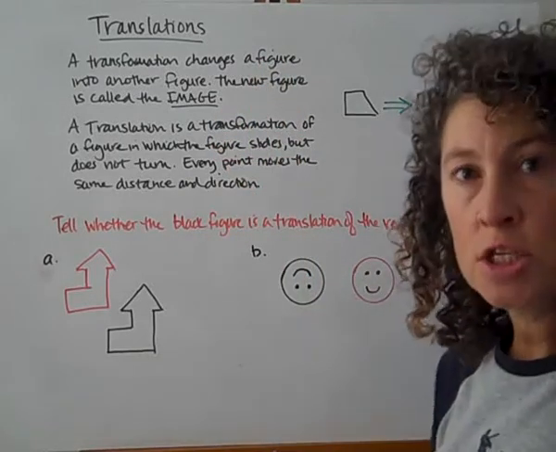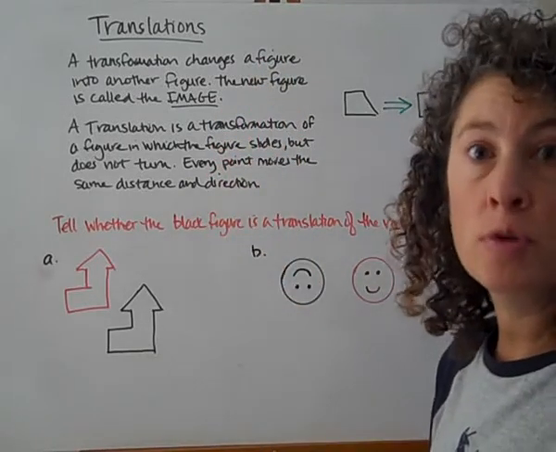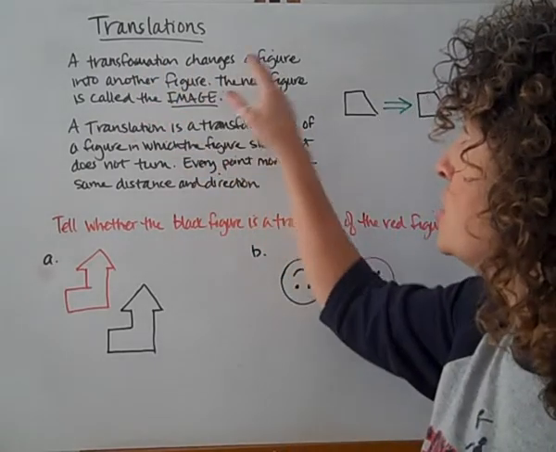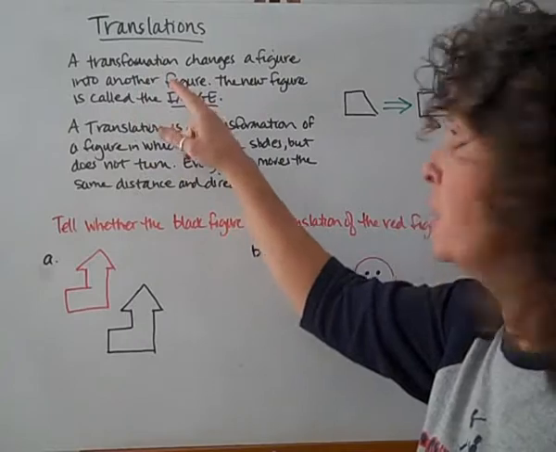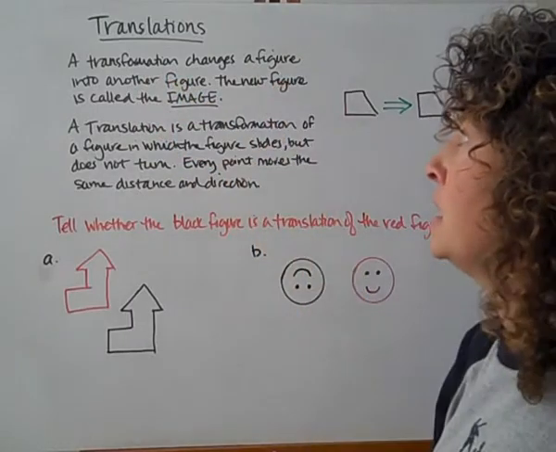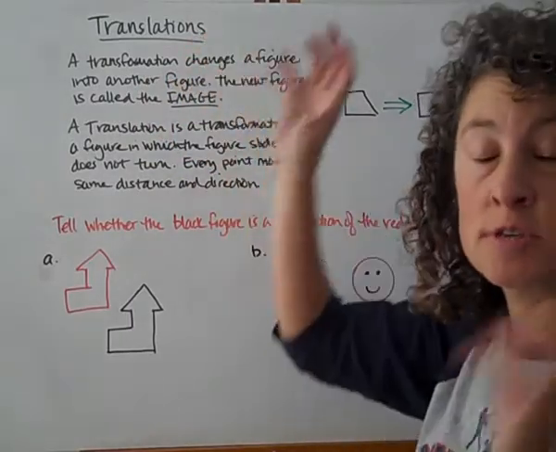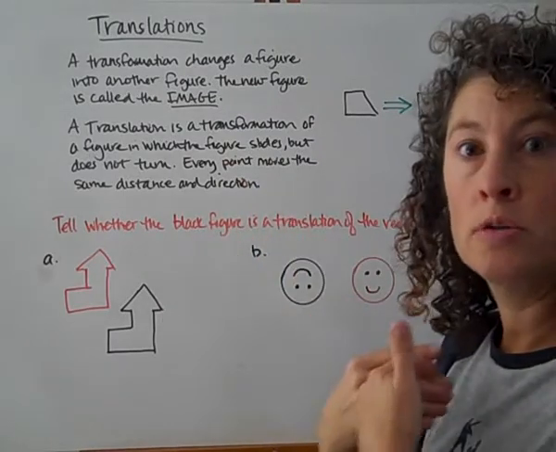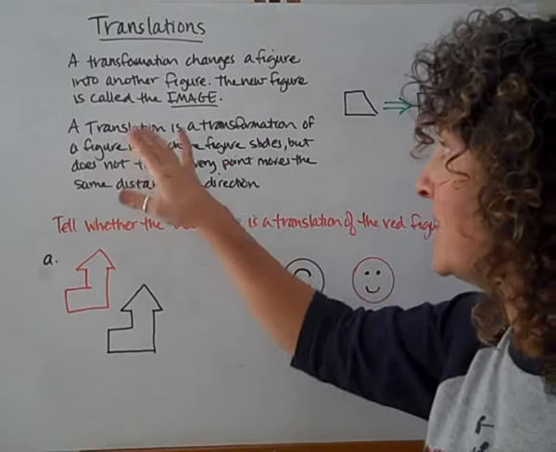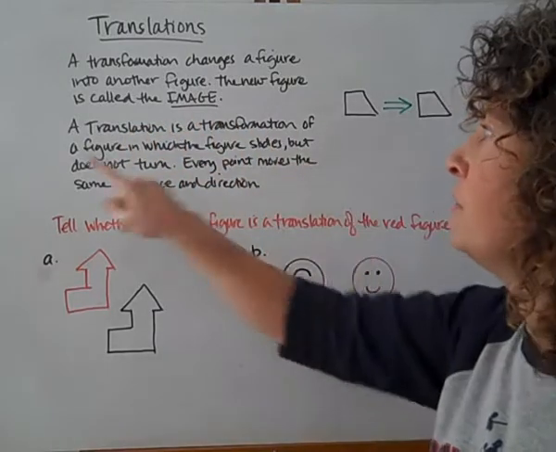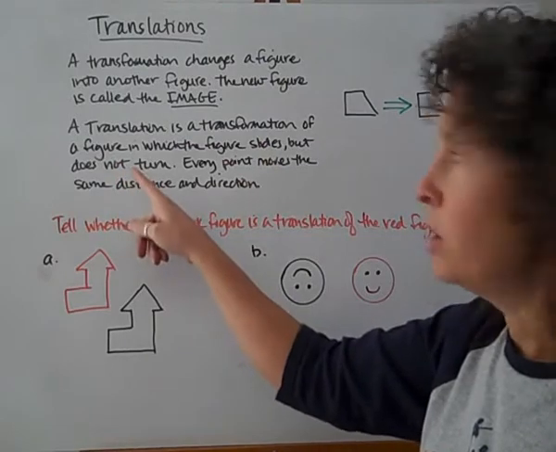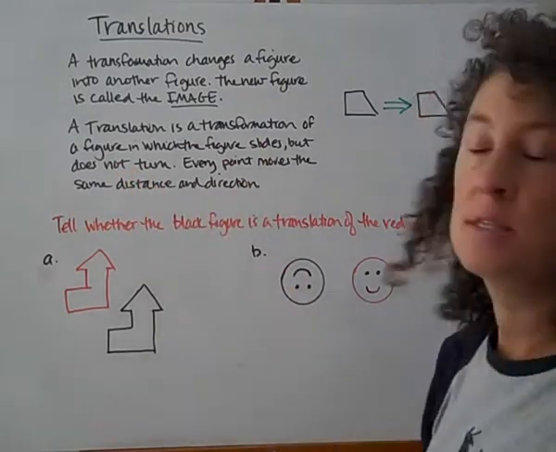Translations. A translation is a very specific type of transformation or change to a figure. A transformation changes a figure into another figure. The new figure is called the image. So any transformation gives us two shapes, our original, and then the new shape is called the image. A translation is a transformation of a figure in which the figure slides but does not turn. Every point moves the same distance and direction.